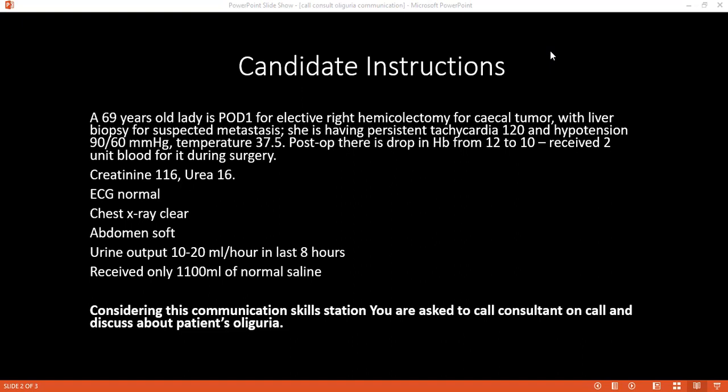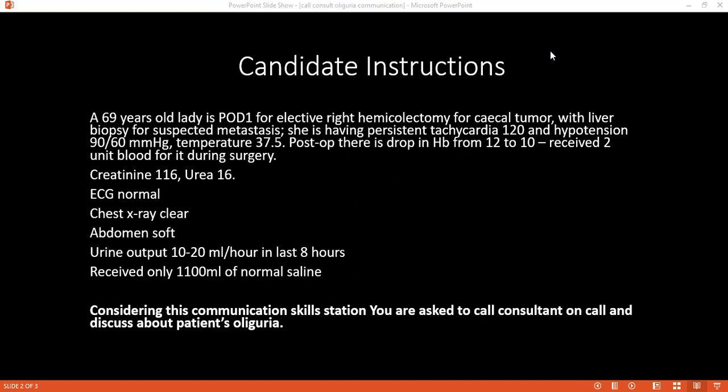Do you think I need to come to see the patient now? I will start the fluid challenge and I will update you subsequently, and we'll see. How much fluids will you give to the patient? I will give 1 liter of fluid as a fluid challenge. Over how much time? Over 1 hour.